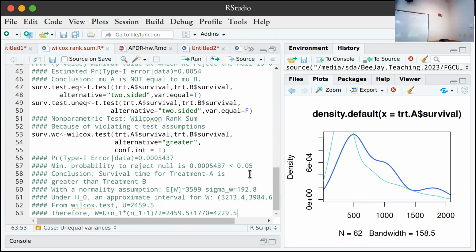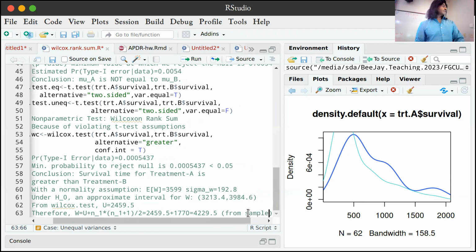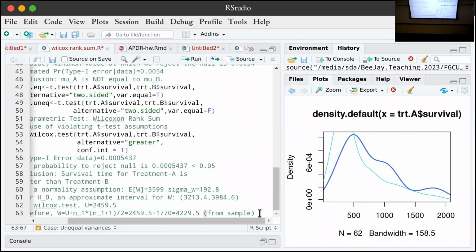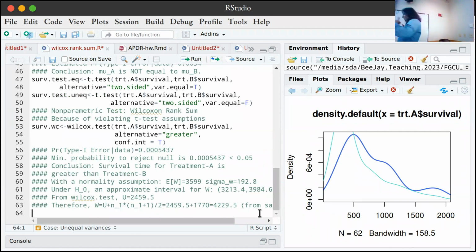Okay. Look at that number, W. The interval under the null hypothesis is right here. Does W, which you got from the data, does it fall on that interval? Yes or no? Easy question. No. No.